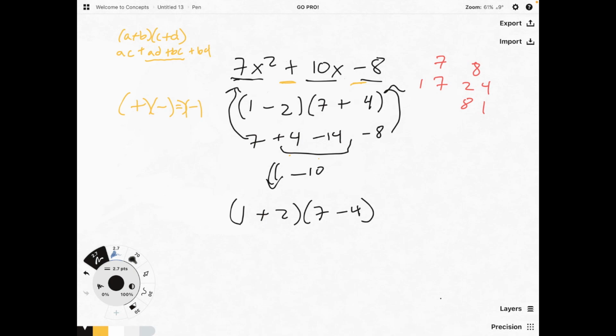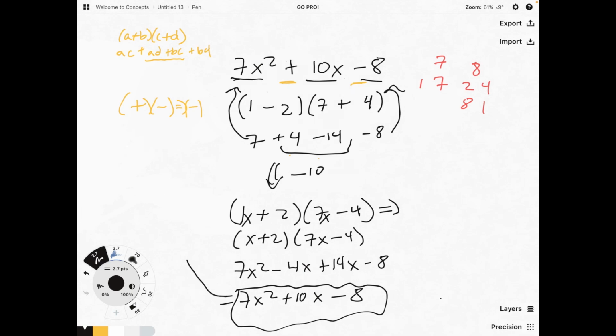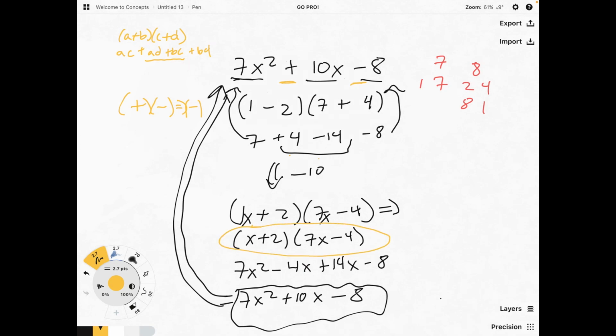By flipping the signs around, that's going to give us the 1 plus 2, and then 7 minus 4. Now what we need to do is add in the x's, if you haven't already. So we do the x there, and we do the x there, and now we go to step 5, which is check our work. To rewrite this to make it look a little nicer, we have x plus 2, and then we have 7x minus 4. Now, when we have this, we do the FOIL method. With the FOIL method, we're going to get 7x squared minus 4x plus 14x minus 8, which is 7x squared plus 10x minus 8. This answer matches up here, and so therefore we know that this is the correct factor of this equation.